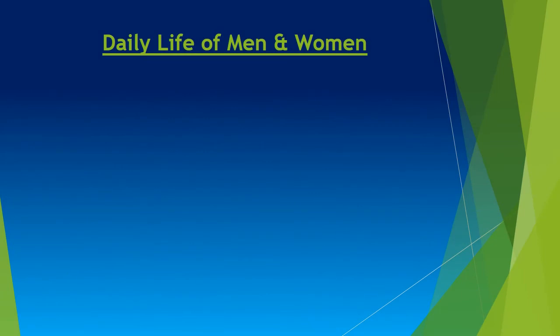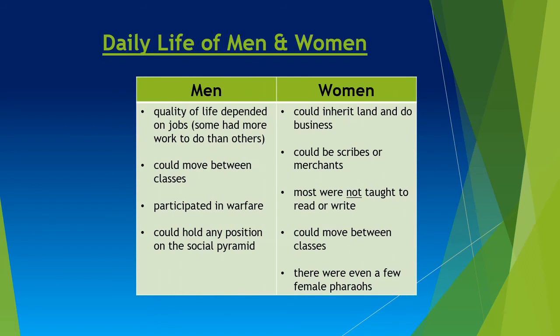Daily life of men and women. Men: quality of life depended on jobs. Some had more work to do than others. They could move between classes. They participated in warfare and could hold any position in the social pyramid. Women could inherit land and do business, and could be scribes or merchants. Most of them were not taught to read or write, but they could move between classes if they were taught. There were a few female pharaohs, like Hatshepsut and Cleopatra.